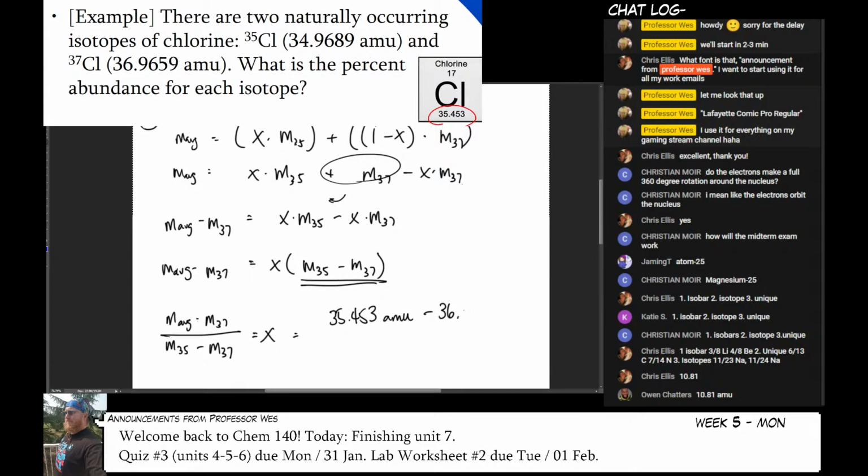Chlorine-37 weighs 36.9659 AMU. You might look at that and go, that's a negative number, that's bad. Well, don't worry about it. We'll solve it and see what happens.